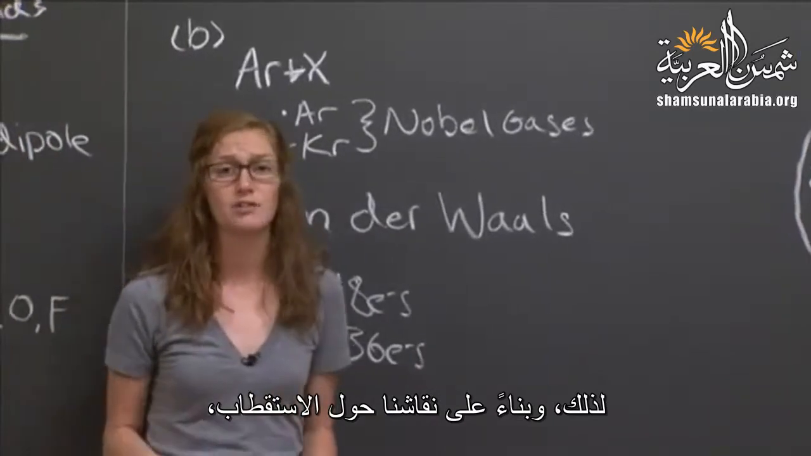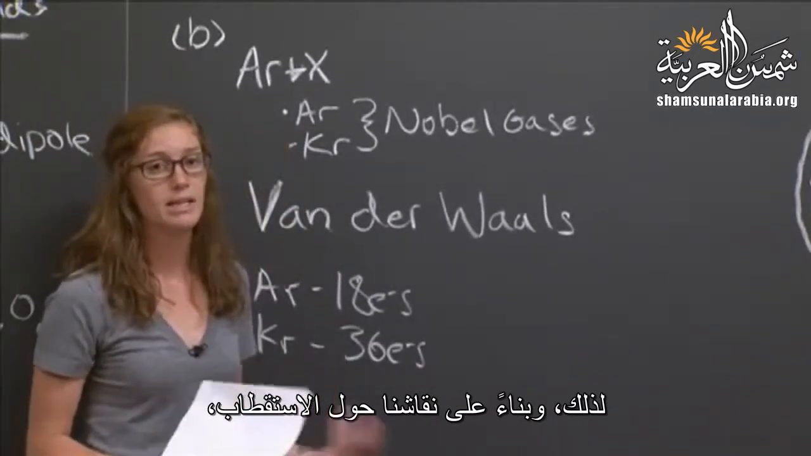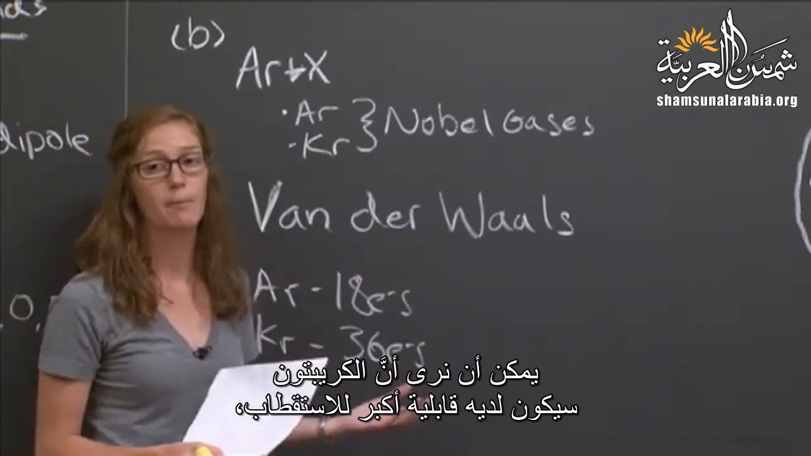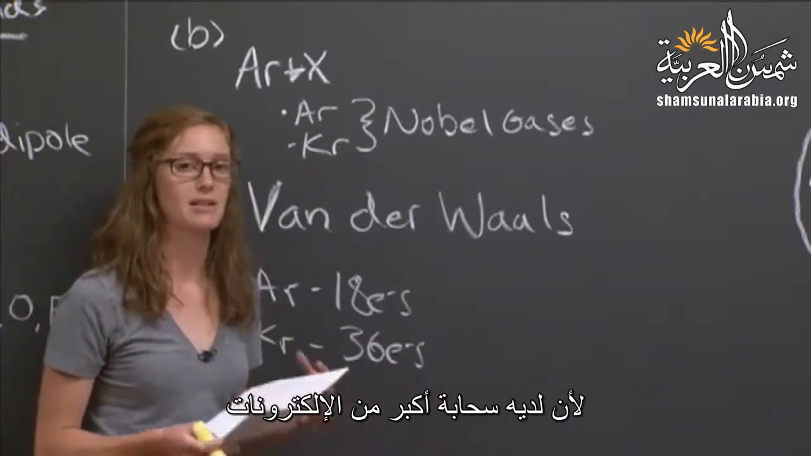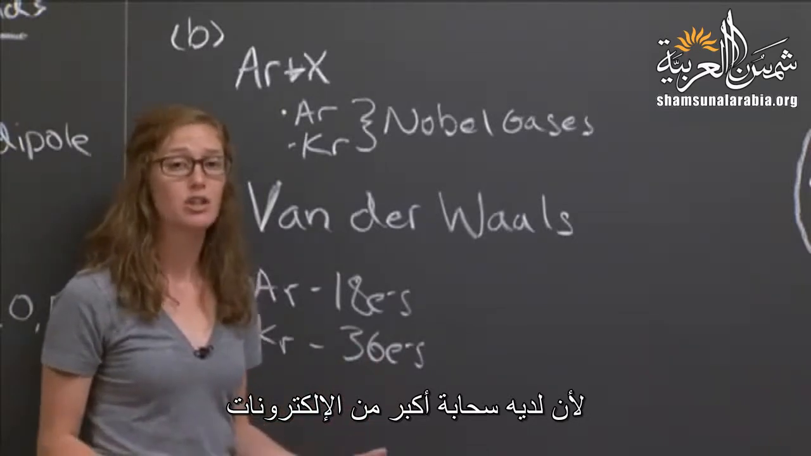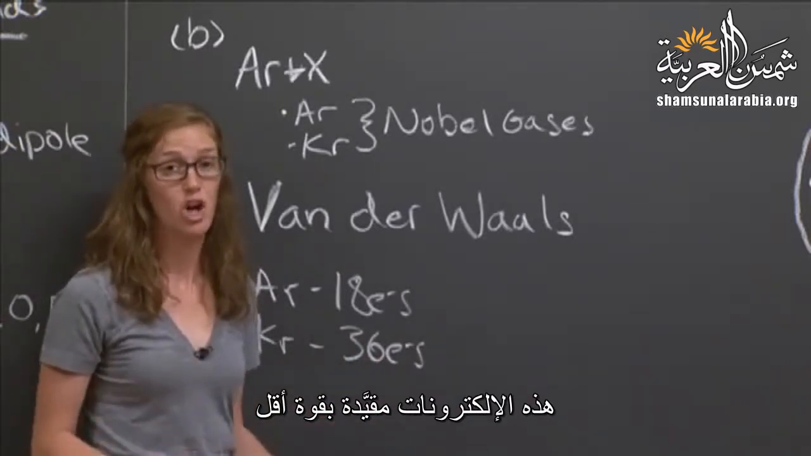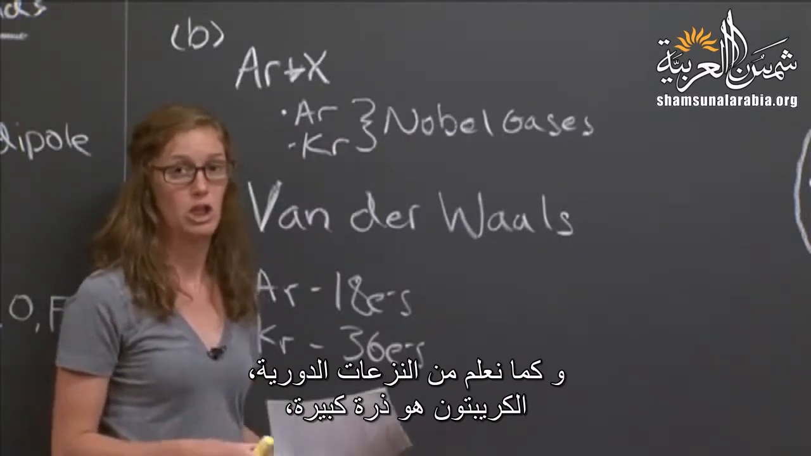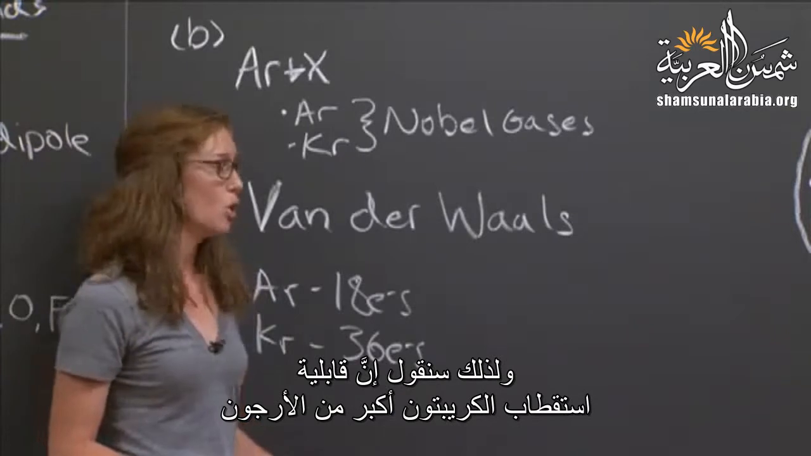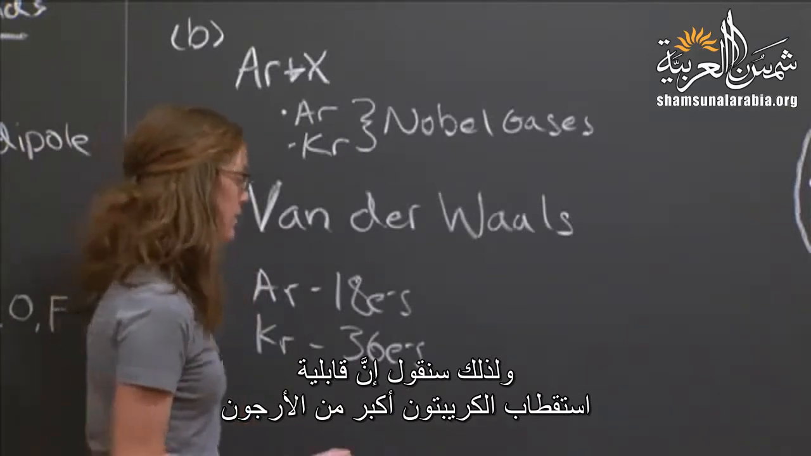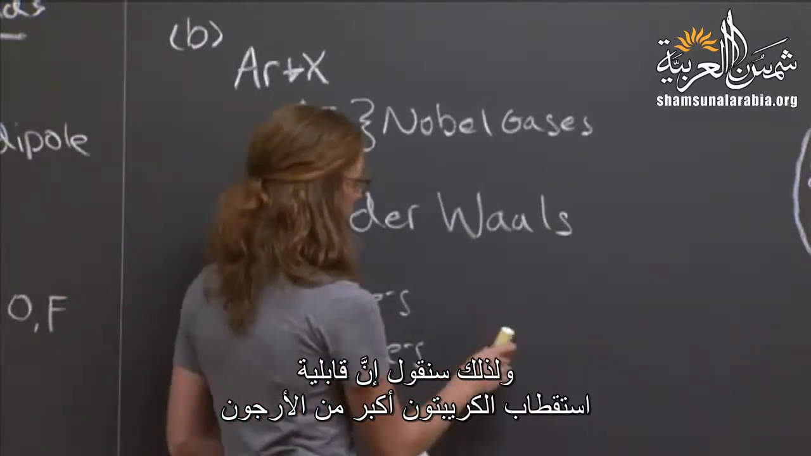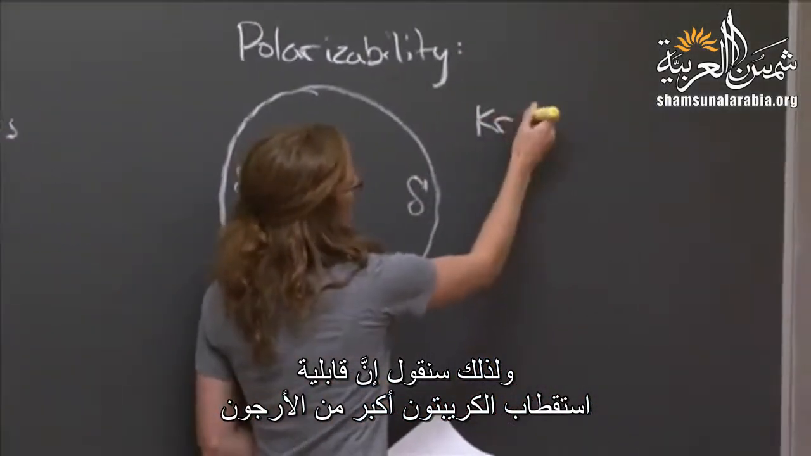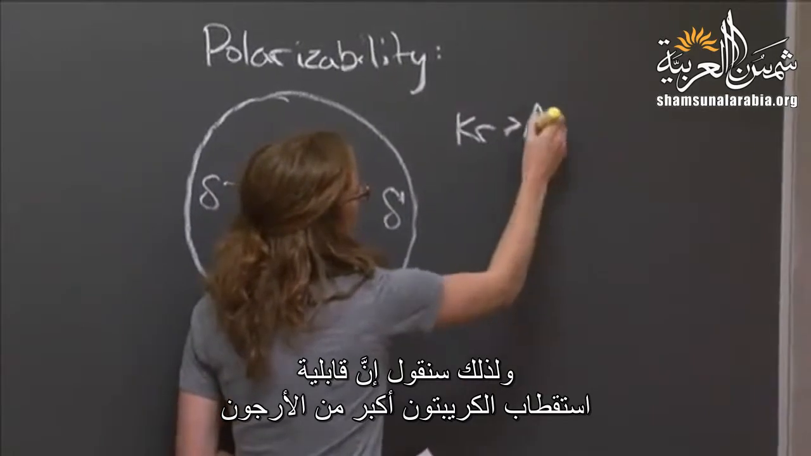So based on our discussion of polarizability, we can see that krypton is going to have a greater amount of polarizability because it has a larger cloud of electrons. Those electrons are bound less strongly. As we know from our periodic trends, krypton is a larger atom. And so we are going to say that the polarizability of krypton is greater than argon.